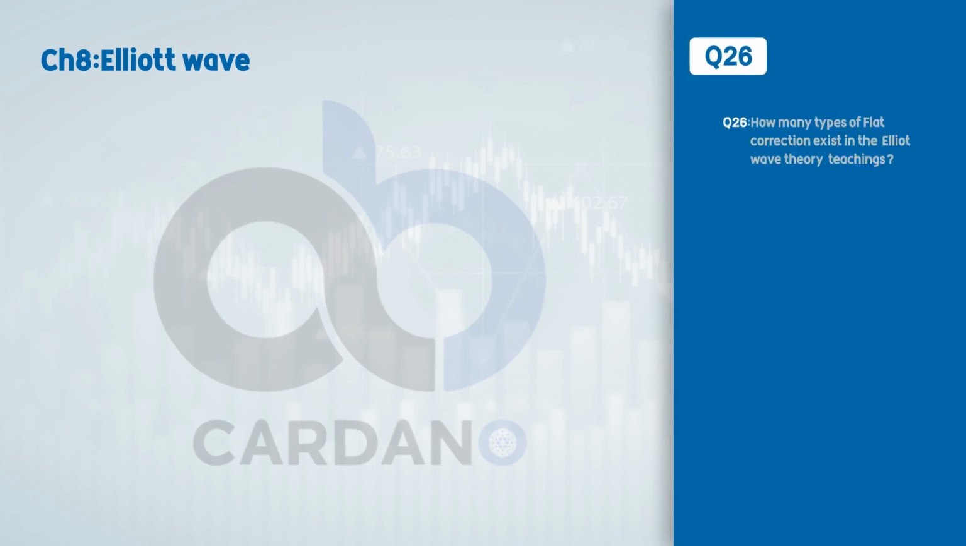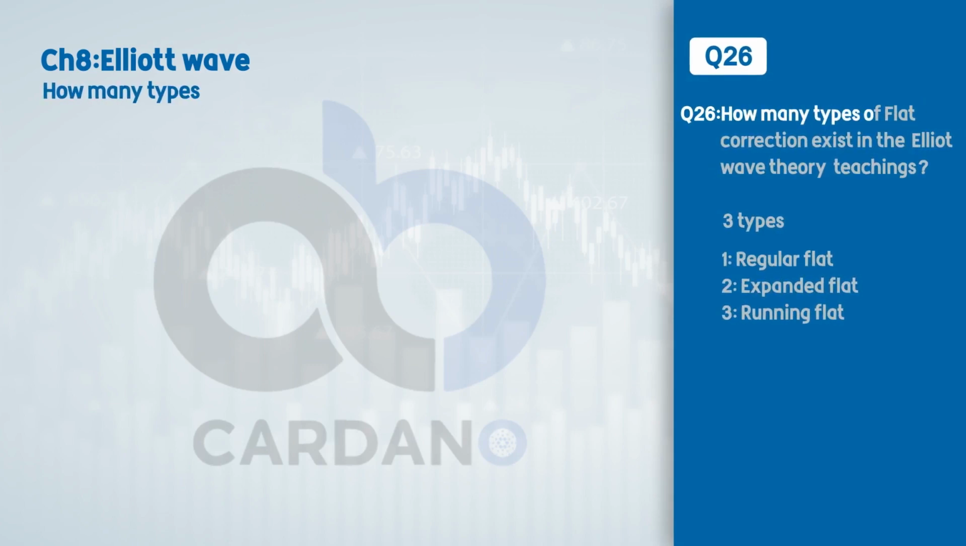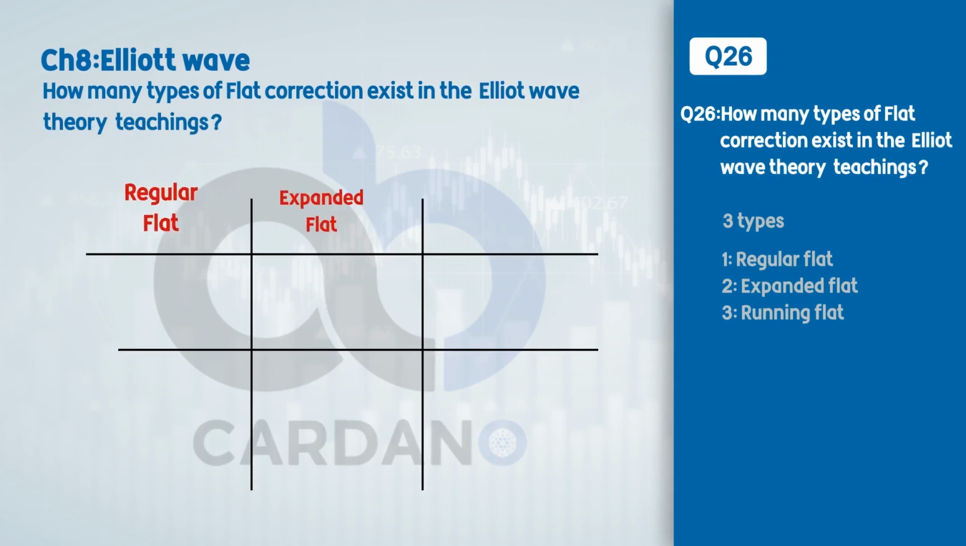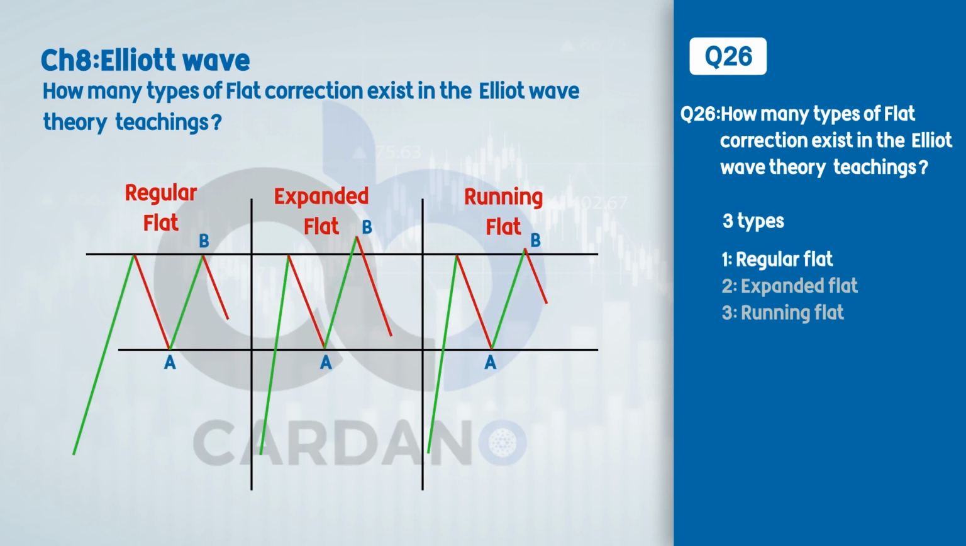Question number 26. How many types of flat correction exist in the Elliott wave theory teachings? The answer is 3 types. 1. Regular flat, 2. Expanded flat, and 3. Running flat.